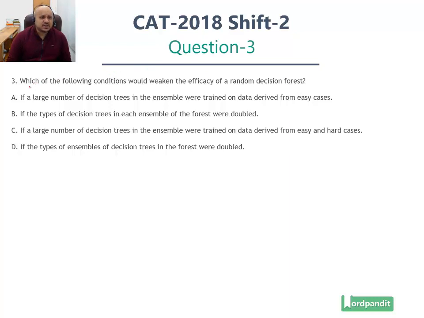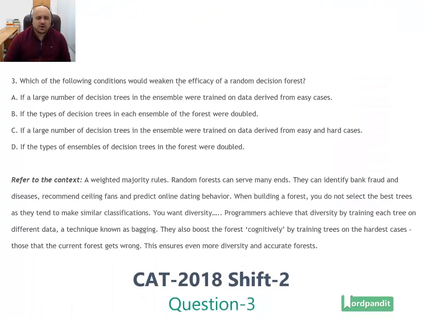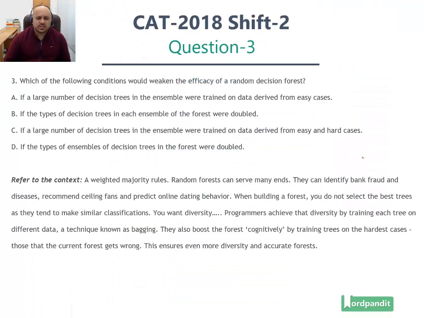This is a very specific question which asks you which one of the following conditions would weaken the efficacy of a random decision forest. Now, the author has picked up this example where he's talked about random decision forests, and he's showcased this example to highlight the fact that the decision making process requires diversity. Now, let's refer to the specific context and what the author states.